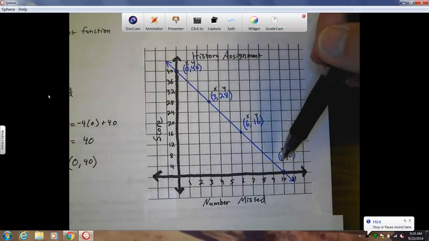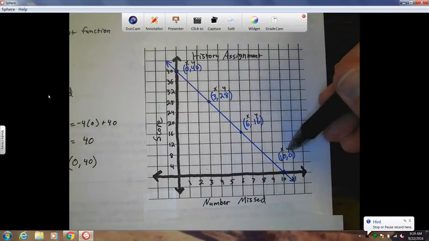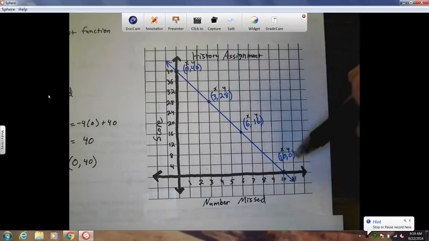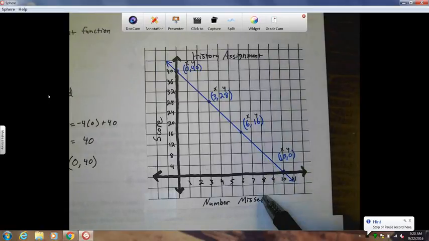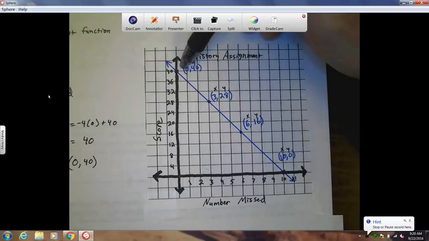And the two that I want to make sure to point out to you right now are the x and y intercepts. Here is my x-intercept right here. It's where the graph crosses the x-axis, and my y-coordinate is 0. This means if I miss 10, my score is 0. Here's my y-intercept. It's where the graph crosses the y-axis. This means if I miss 0, my score is 40. So it always has a meaning in the situation.